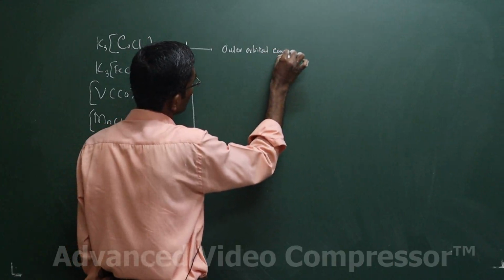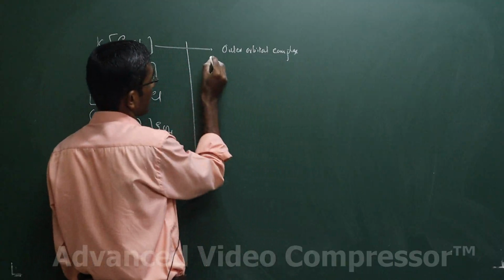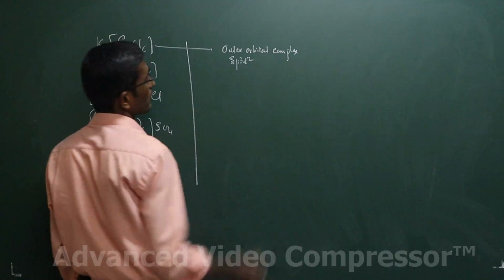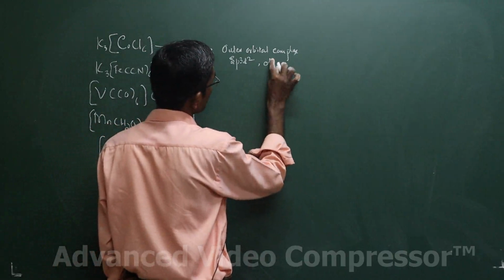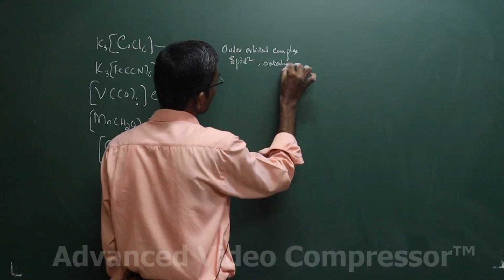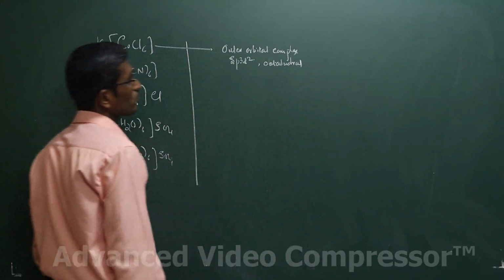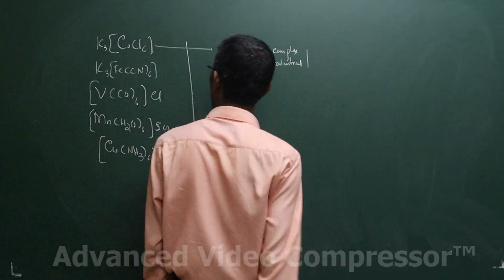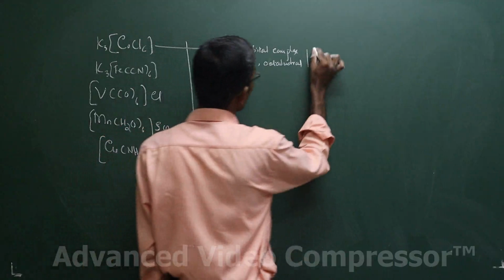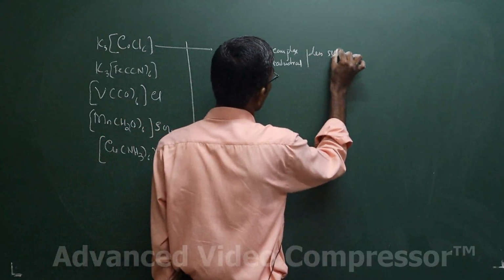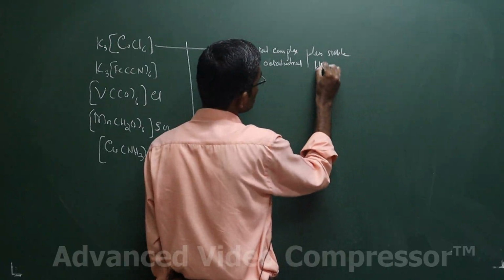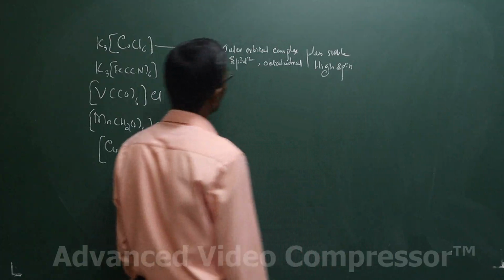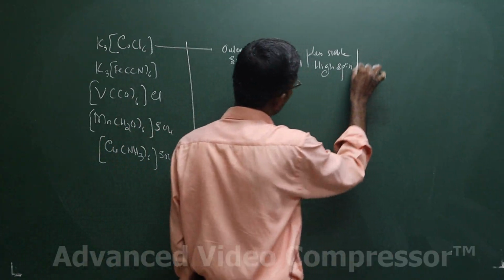Outer orbital complex? Yes. Can I say the hybridization is sp3d2? It is octahedral geometry. All are having octahedral geometry because there are 6 monodentate ligands. Alongside, can I say this is a less stable complex? High spin complex, because a weak ligand is involved.